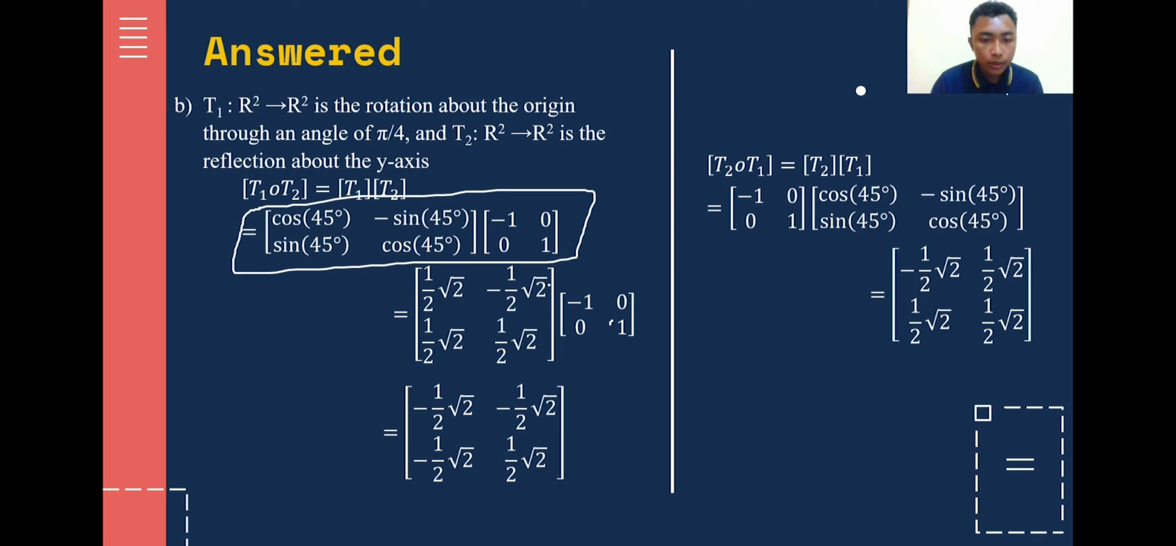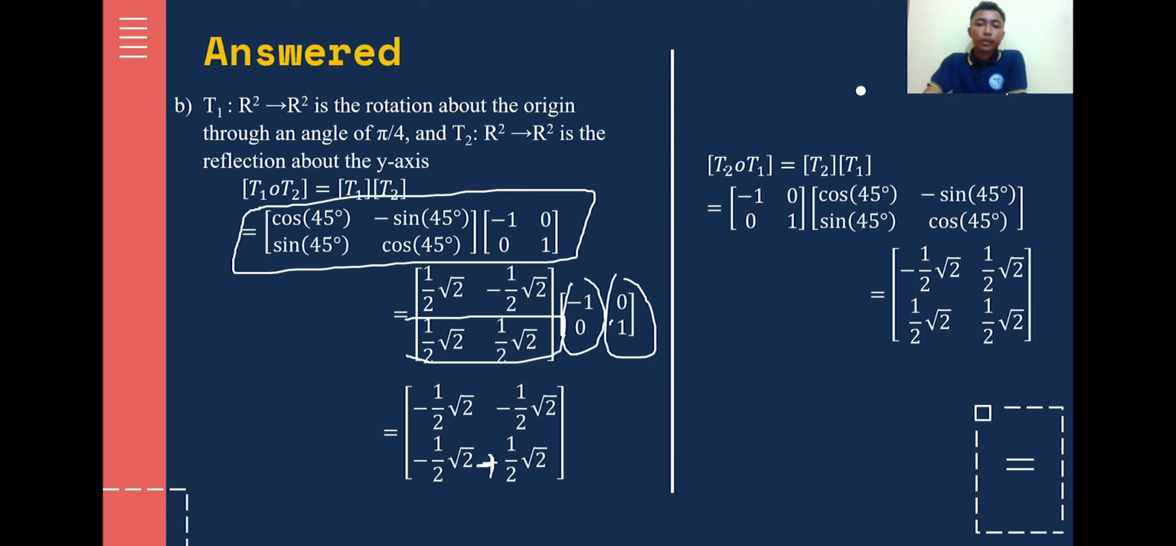oh sorry, why is this plus? Oh no, I made a mistake again, sorry. I think this will still be minus, because we multiply this and this. Oh sorry, that's still plus. Oh yeah, sorry, I'm not focused. The result is minus and plus.